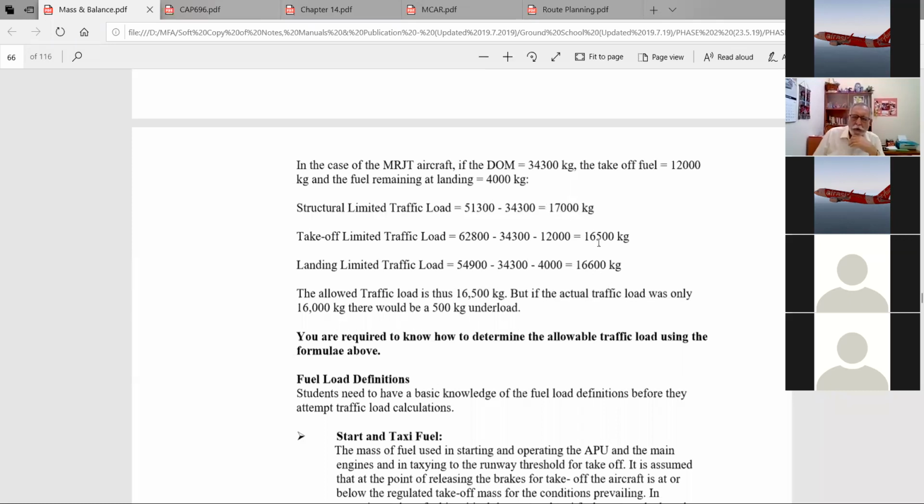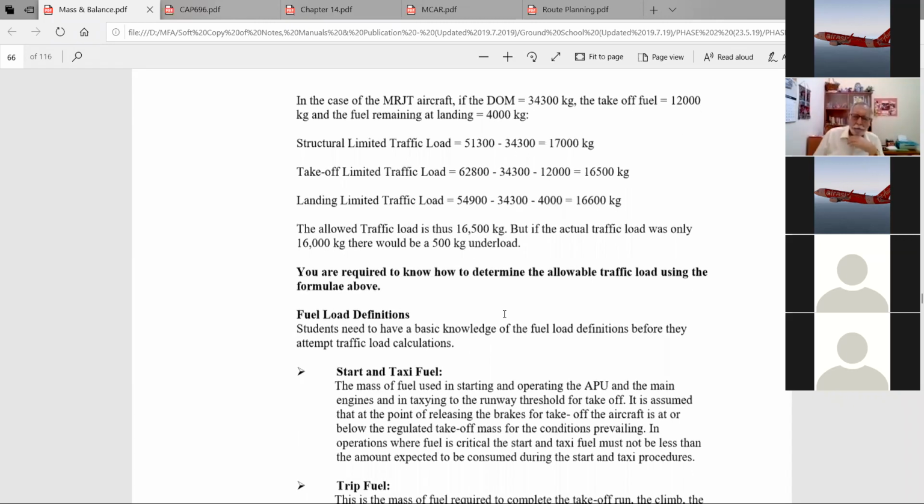So in this, what becomes your allowable traffic load? Lowest of these three? 16,500. 16,500 kgs. But if the actual traffic load was only 16,000, you have 500 kg of underload. So if the requirement is to take 3 passengers, immediately you can say, yes, no problem, I can take 3 passengers. So you are required to know how to determine the allowable traffic load using the formula above. Is it clear? Yes. How to calculate your allowable traffic load.